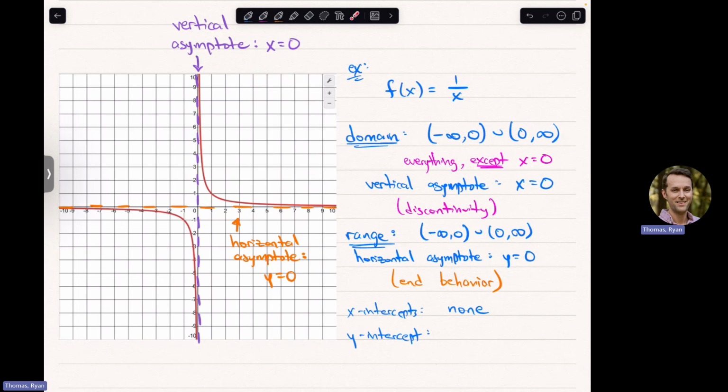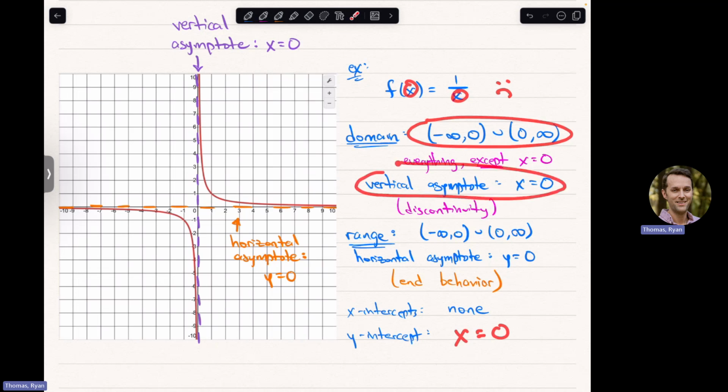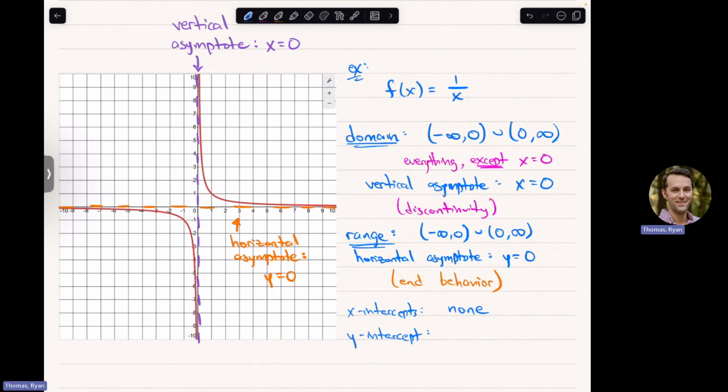On the other hand, a y-intercept means letting x be 0, and if I try to plug 0 into this, I get a thing that, again, is undefined, which is why the domain looked like it did, which is why we had a vertical asymptote at x equals 0, which means that in this case, there's also no y-intercept. This does not mean that there will never be x or y-intercepts for rational functions. We'll talk about all this some more.